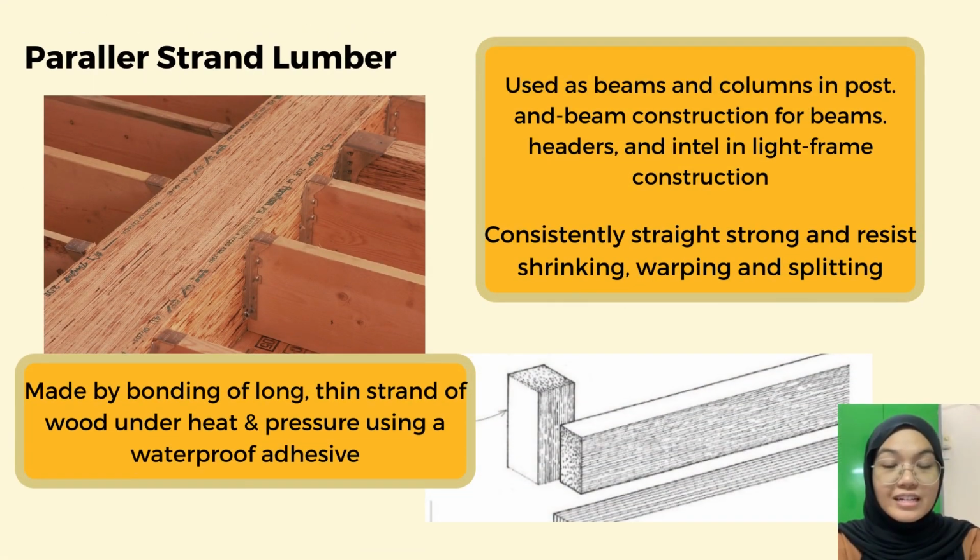The second one is parallel strand lumber. Parallel strand lumber is a structural lumber product made by bonding long, narrow wood strands together under heat and pressure using a waterproof adhesive. It is a proprietary product marketed under the trademark Parallam, used as a beam and column in post and beam construction and for beams, headers and lintels in light frame construction.